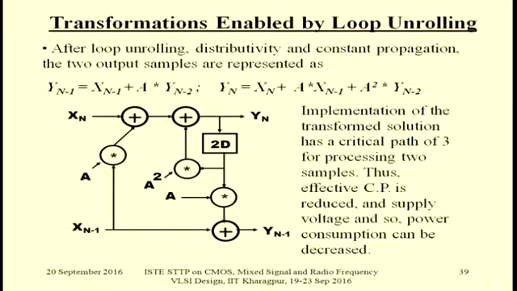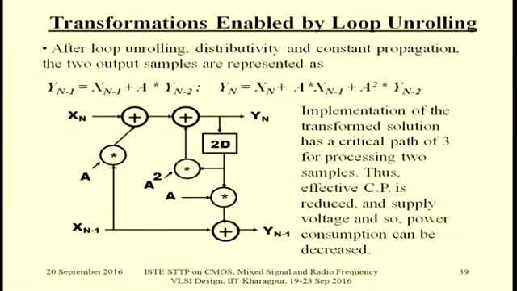Now what is the critical path? We see that the critical path is 3 for processing 2 samples. So why 3? Because, well, you can see here that 1, 2, 3. So from here 1 register is there, 1, 2, 3, and then another register. So the critical path is 3, but 2 samples are there. That means the effective critical path is reduced.